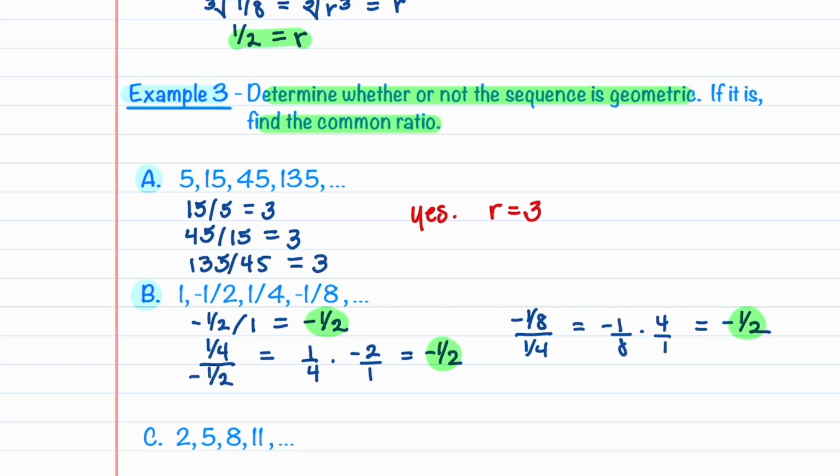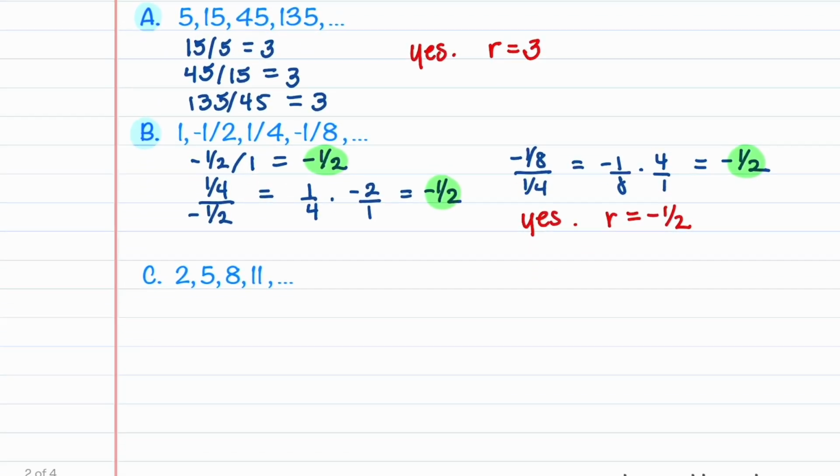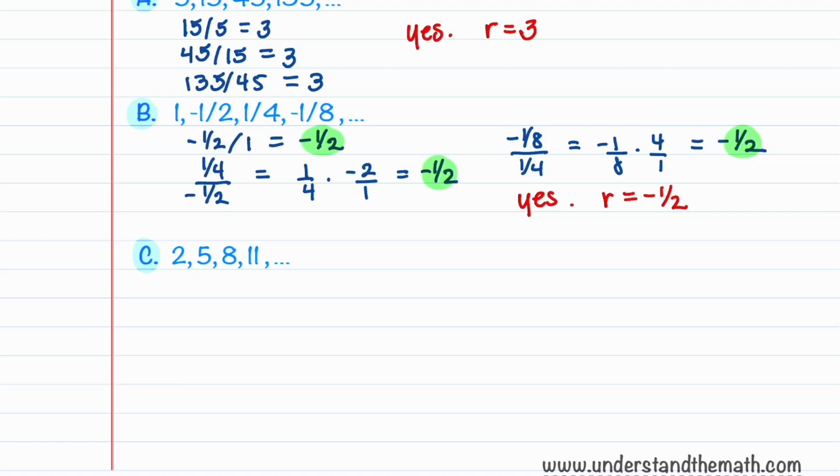Now we need to answer the question, is this a geometric sequence? So our answer is going to be yes, because we have a common ratio, and our common ratio is minus 1/2. Now let's look at part C. We're going to do the same thing. We're going to start with the second term and divide it by the first term, and that's equal to 2.5.